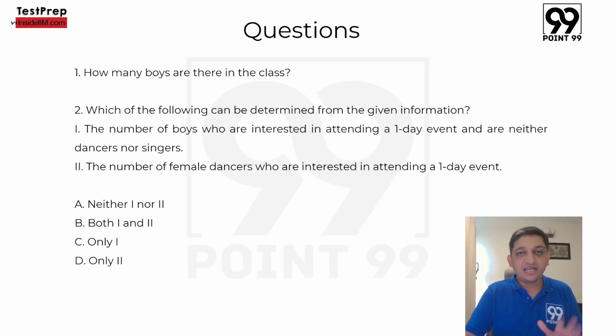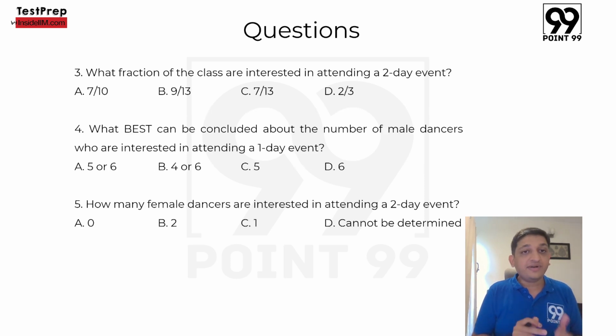Questions भी एक बार देख लेते हैं. How many boys are there in the class? We guessed it. Which of the following can be determined from the given information? तो दो statements दिए हुए हैं, उसमें से कोई एक या फिर कोई भी नहीं statement हम verify कर सकते हैं on the basis of the information given to us. Then what fraction of the class are interested in attending a two-day event?